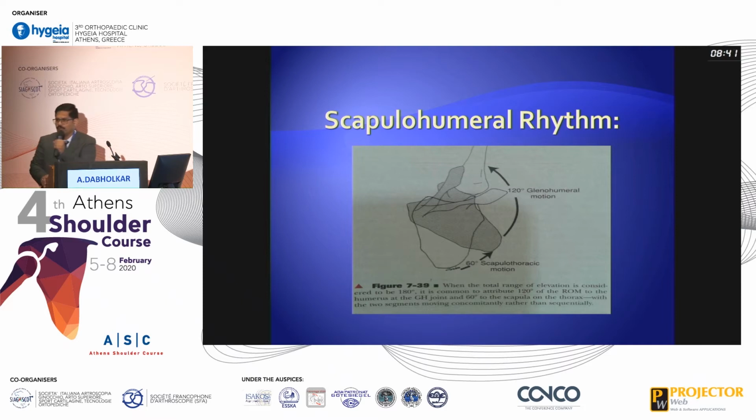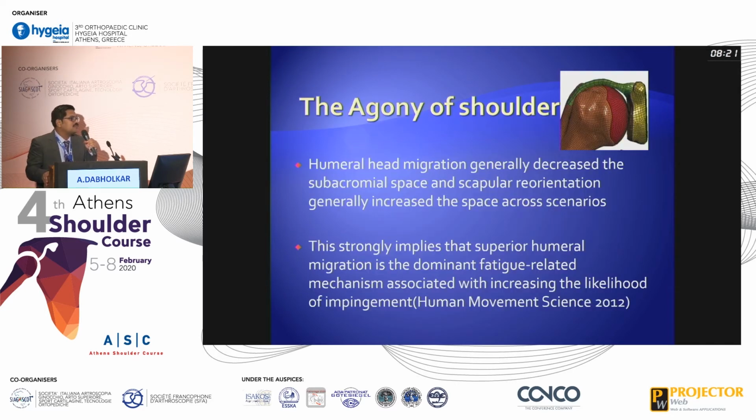What is scapulohumeral rhythm? Back to basics. Why is the scapula important? For every 2 degrees of glenohumeral movement, there is 1 degree of scapulothoracic movement. And that is why, for that 1 degree of scapulothoracic movement, we are interested in knowing why the scapula is important. What is the agony of the shoulder? Humeral head migration generally decreases the subacromial space, and scapular reorientation generally increases the space across scenarios. This strongly implies that superior humeral migration is a dominant fatigue-related mechanism associated with increasing the likelihood of impingement.